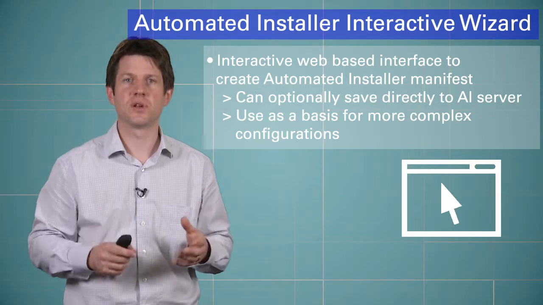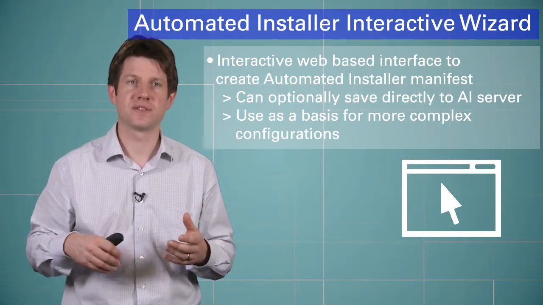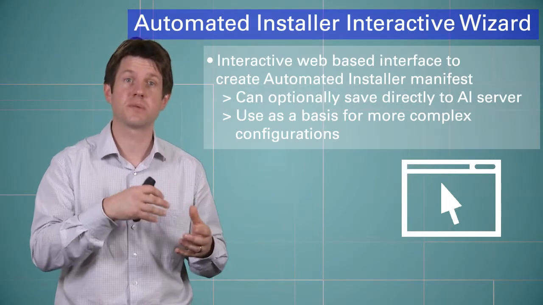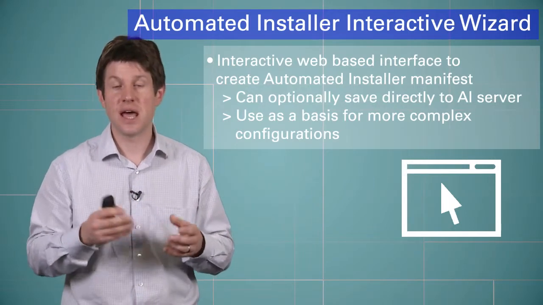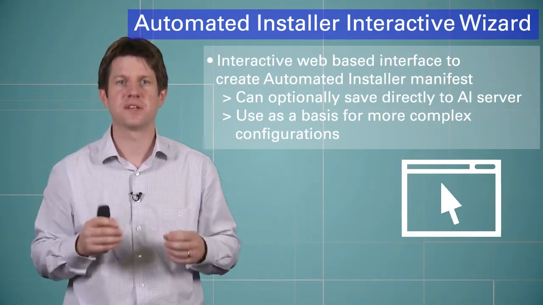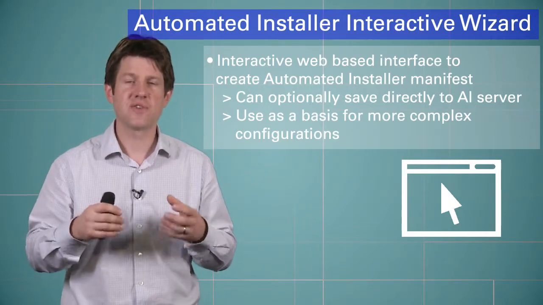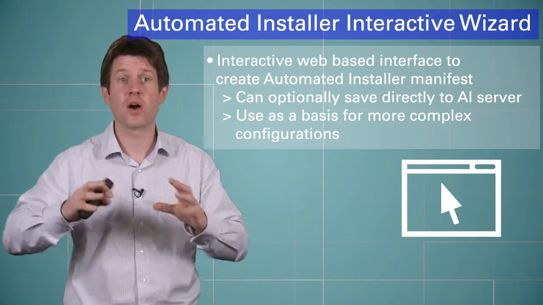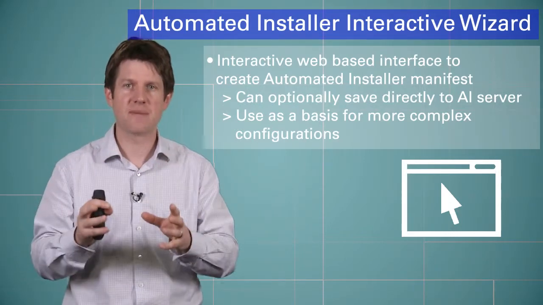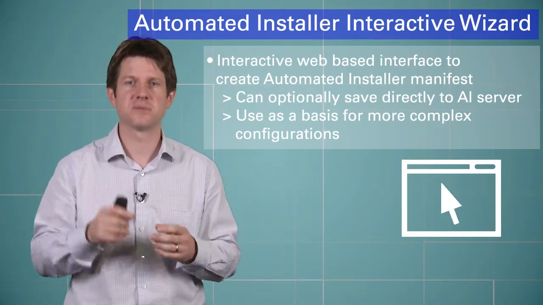The Automated Installer Interactive Wizard is a new service that you can start up, which is a web-based interface to allow you to easily create automated installer manifests. Now, if you've got access to the AI server, it can automatically save that resulting manifest directly to the AI server and really use it as a basis for more complex configurations. So get a base profile in place, a base AI manifest in place, and then do your customizations after that.